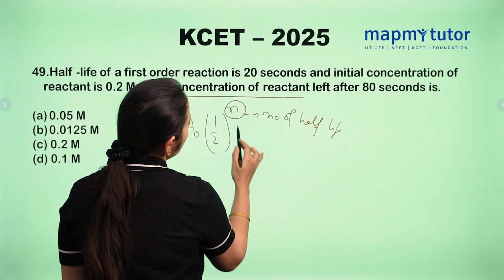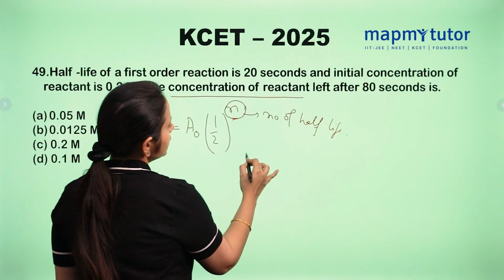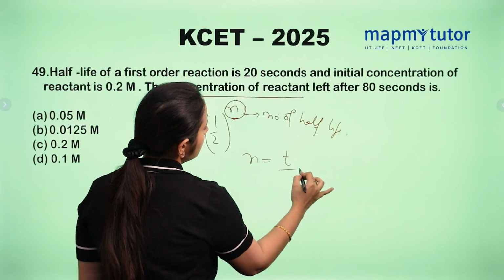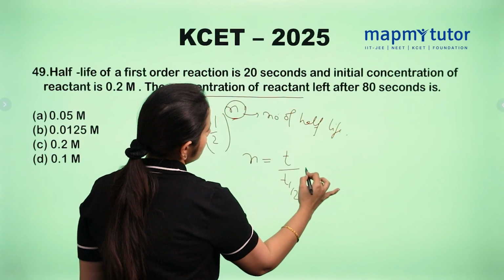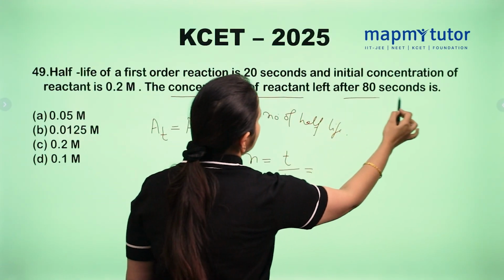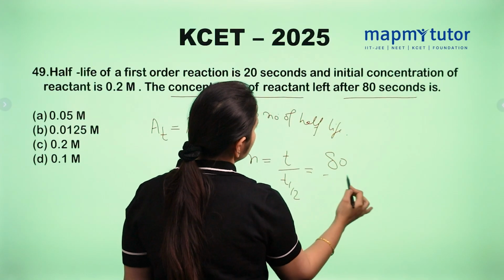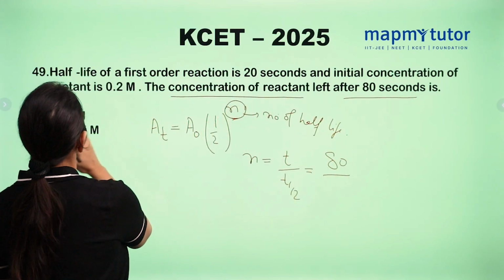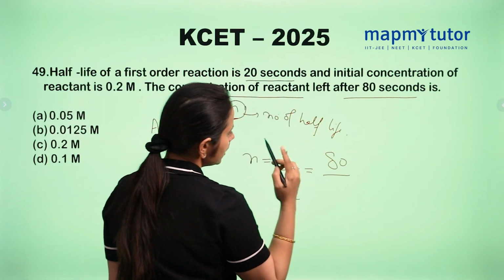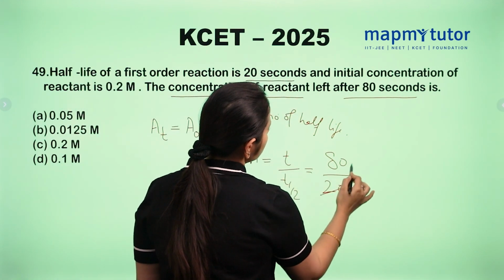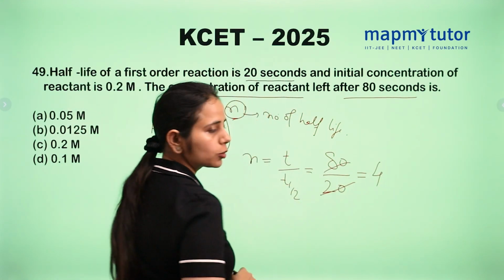So how will we calculate n? n is equal to t by t half. We have time after 80 seconds, so t is 80 and t half is 20 seconds. If we cut this, the n value comes out to be 4.